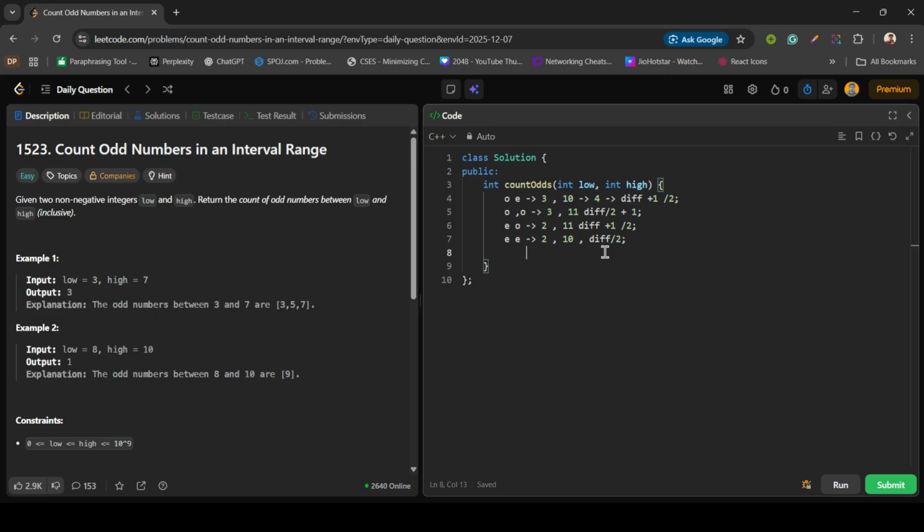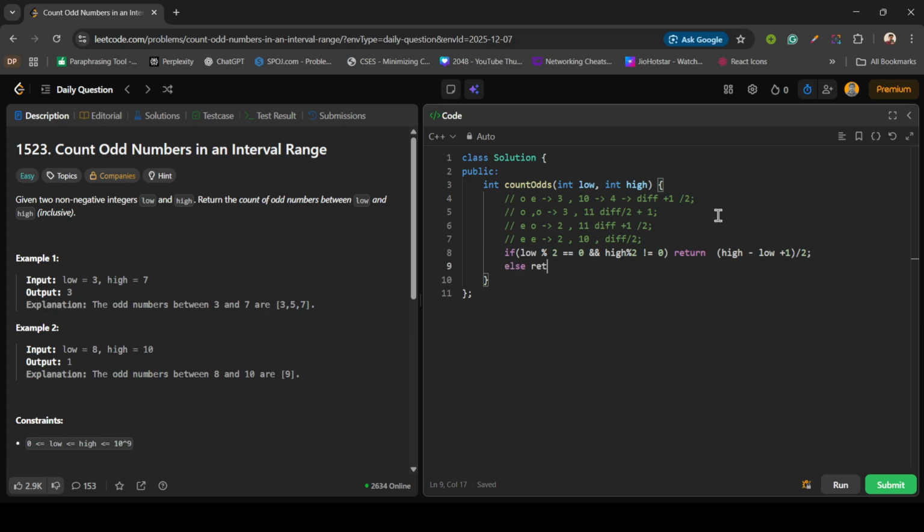Okay, so we'll write here. I will comment this one for my reference for writing the solution. So I will write if low percent 2 equals 0, meaning low is even, and high percent 2 is not equal to 0, then we will return the difference plus 1 by 2. We will return (high minus low plus 1) by 2, right?